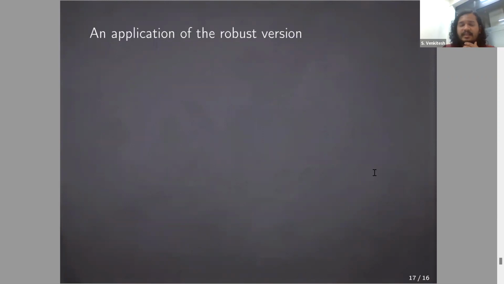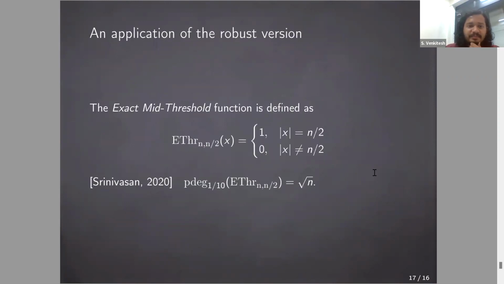And why is this interesting? Let's go to an application of this. If you look at a variant of the threshold function for the middle layer, you have the majority, which gives you output 1 for Hamming weights greater than or equal to n by 2. Consider the variant which gives you output 1 when the Hamming weight is exactly equal to n by 2 and 0 everywhere else. That's the exact mid threshold, as I've called it, also called exact majority.